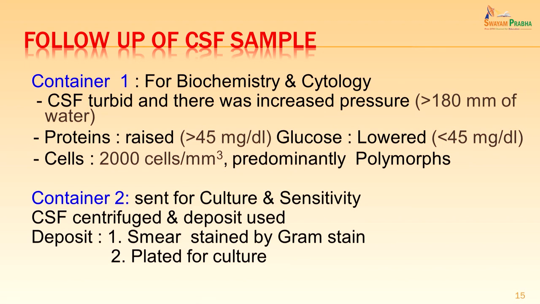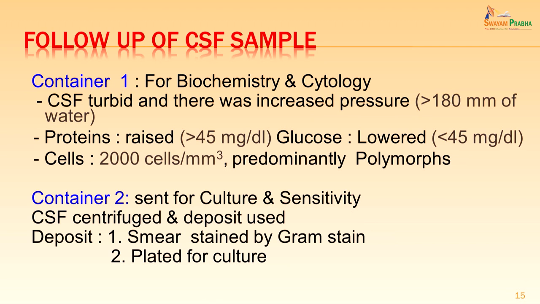The first container was sent for biochemistry and cytology. The second container was sent for microscopy and culture. In the first container, the CSF was seen to be turbid. There was increased pressure, more than 180 millimeters of water. Proteins were raised, glucose was lowered, and the cells were increased, more than 2000 cells per cubic millimeter, which were predominantly polymorphs. Container 2 was sent for culture and sensitivity.